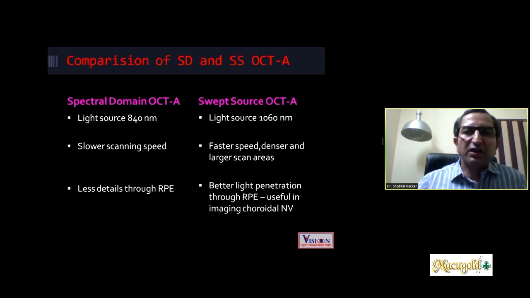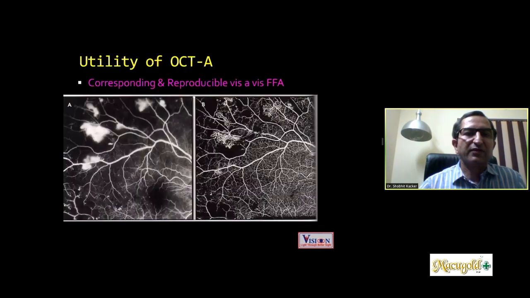The two types of OCT angiographies are available. One is the spectral domain and the other is the swept source. The spectral domain is the older version and the swept source is the relatively newer version. The swept source one has a better resolution. It has a greater number of A scans that can be performed in unit time, and it gives you better information because it has better light penetration to the retinal pigment epithelium. Hence, it is also useful for determining and visualizing certain choroidal lesions.